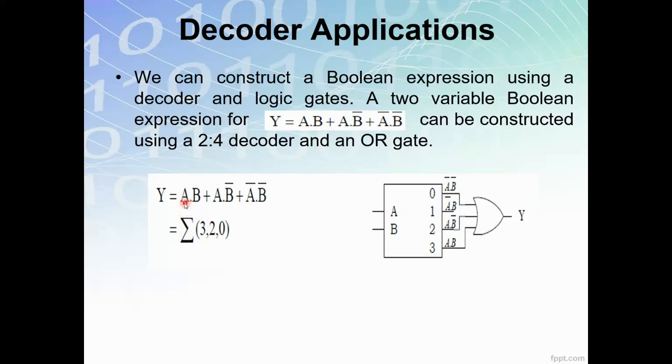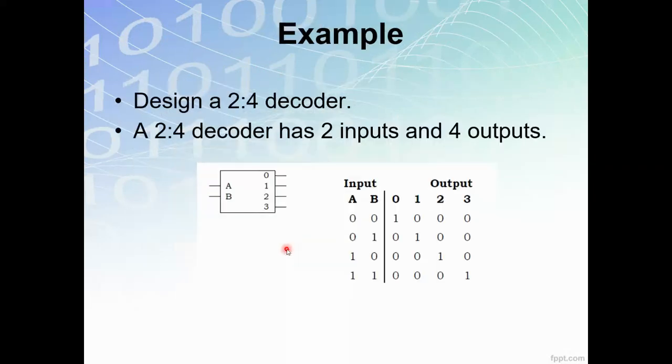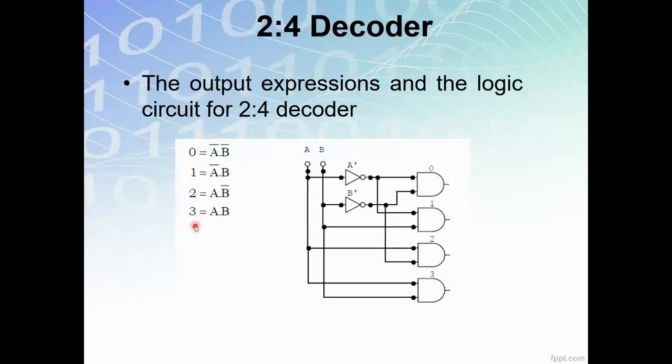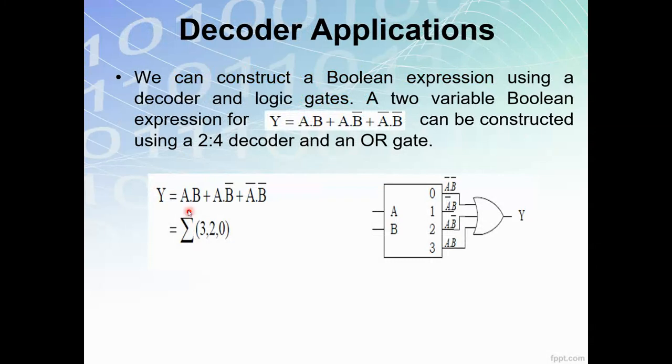So AB ni actually 3 kan. 3 is A dot B kan. 3 which is equivalent to 3 kan. So therefore AB is 3. A dot B bar is 2. 1 0 kan. Okay. AB ni sebenarnya is 11, so 3. Okay. And then A dot B bar ni ialah 10, which is 2. And A bar dot B bar is 00, which is 0. So dia adalah nilai 3, 2, 0. So kita sum up the 3, 2, 0. So kena tulis macam ni.